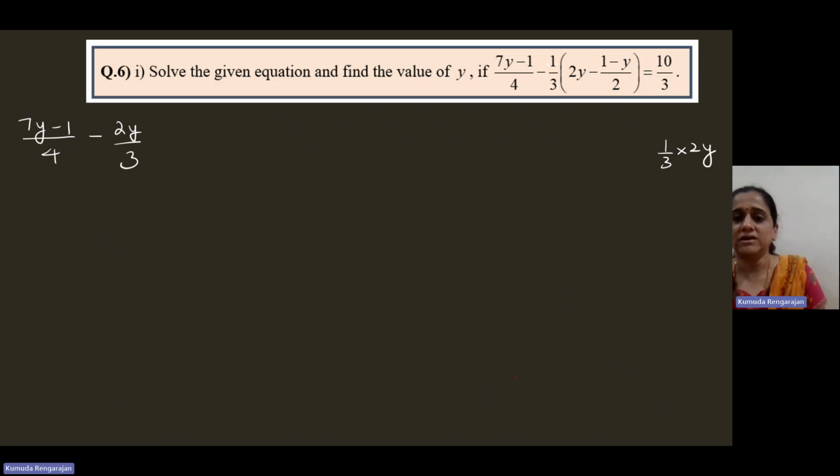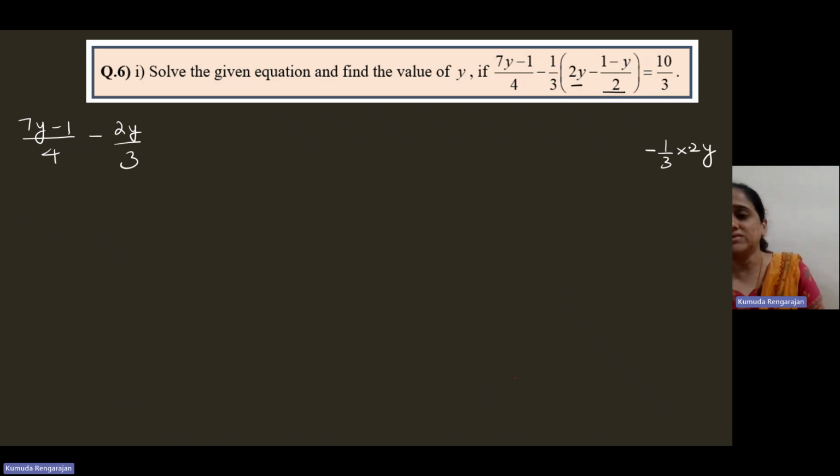Then we need to multiply. What's the next term in the bracket? How many terms do we have in the bracket? In the bracket, we have two terms. The first term being 2y and the second term being 1 minus y by 2. So we need to multiply the two terms in the bracket with 1 by 3, which is outside. So first, to be very specific, it is minus 1 by 3 into 2y.